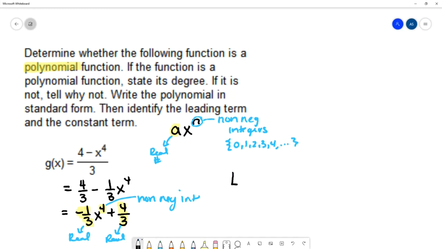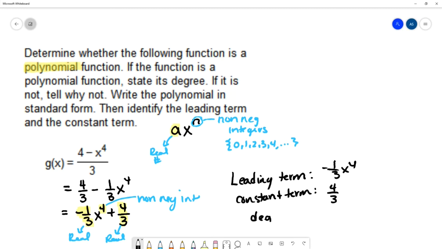The leading term would be the negative 1/3 x to the 4th, and the constant term is going to be a term with no variable. That's going to be the 4/3. And we also need to state the degree of this polynomial, and the degree is 4. That's that power on the x. If there's more than one power, you take the highest power on x.